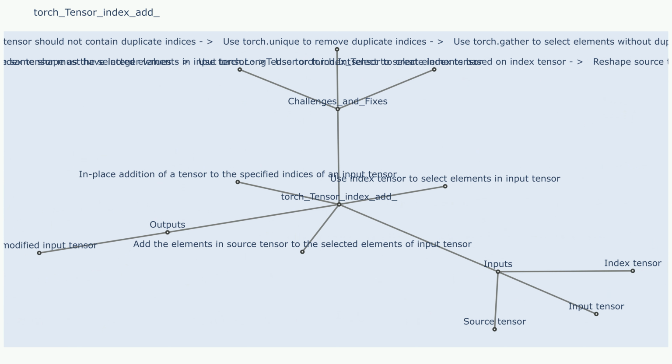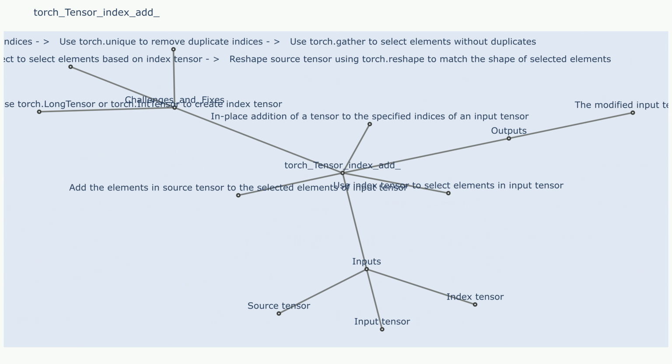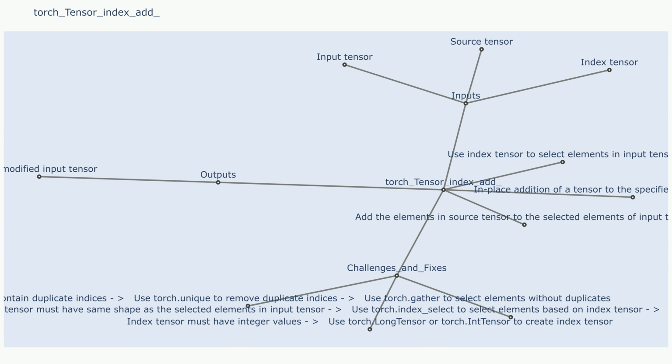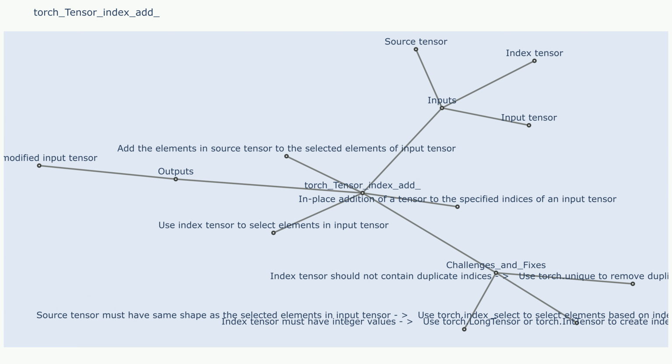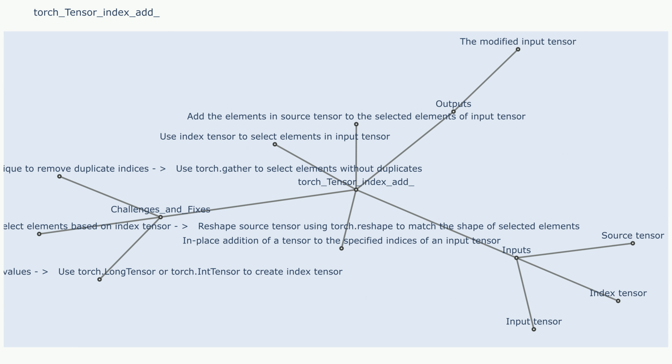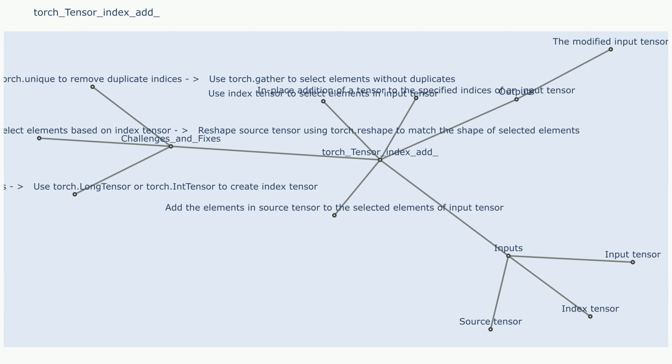Challenge 1: the size of index should be n, and the size of source should be n, where n matches the size of the input tensor. If the size of the index tensor is different from n, then it will throw an error. Make sure the size of the index tensor is n, and the size of the source tensor is n, where n matches the size of the input tensor.